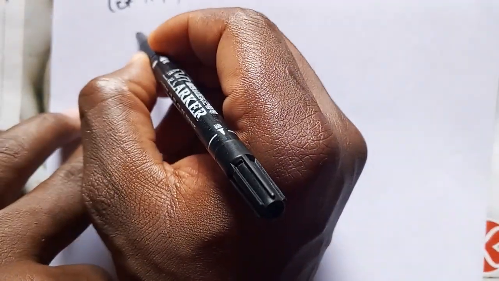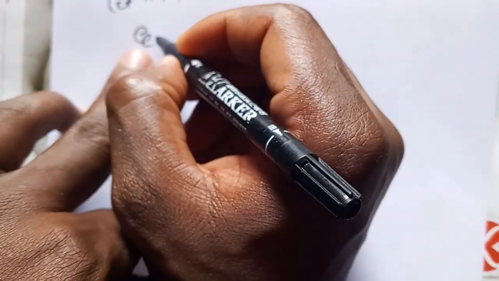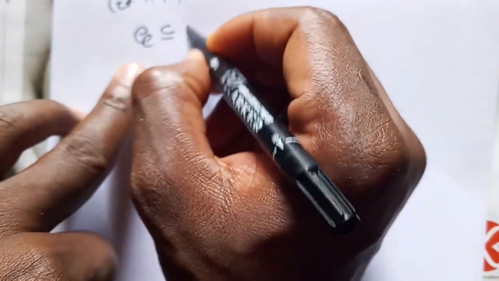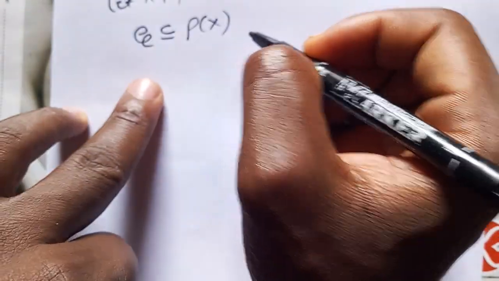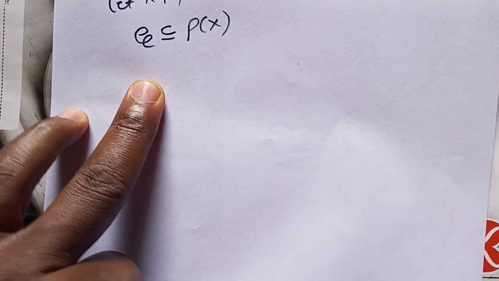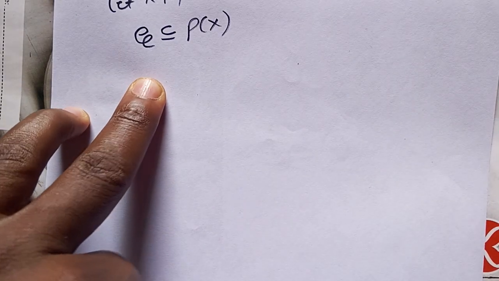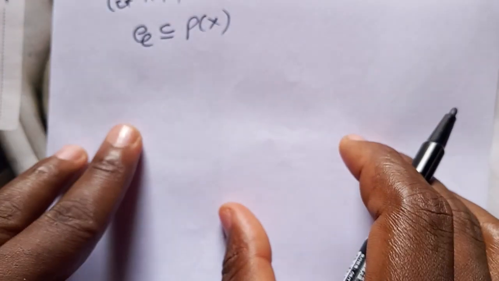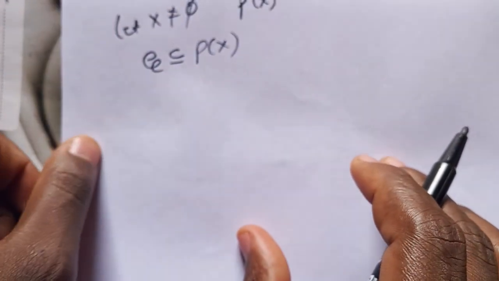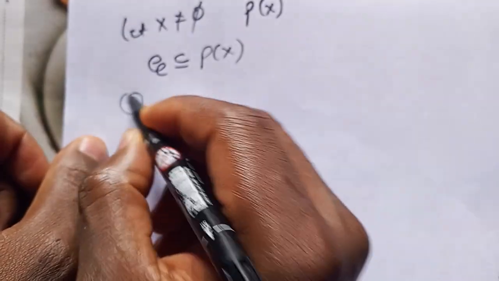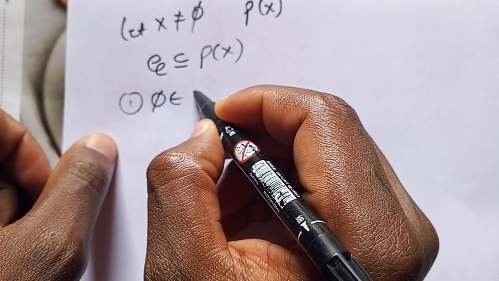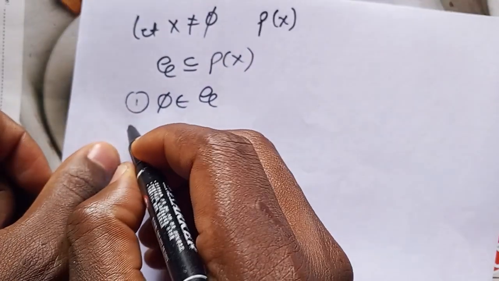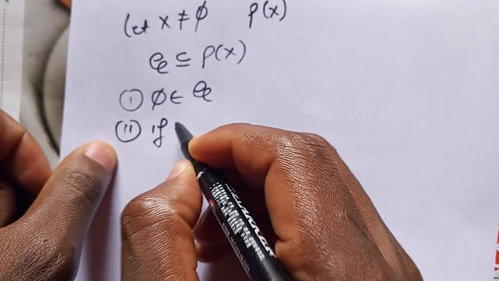Now, we say that the class, which looks like a fancy A, which is a subset of this power set, is an algebra of subsets of X if and only if it satisfies the following axioms or properties. One of the properties is that the empty set must be in this class.